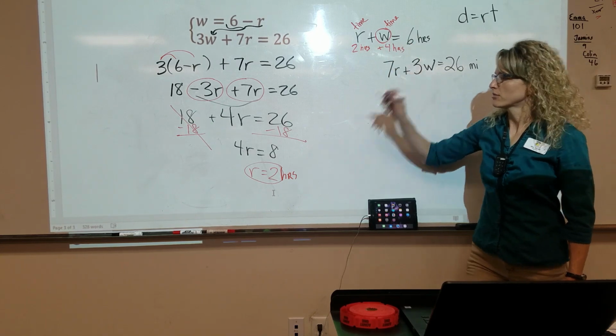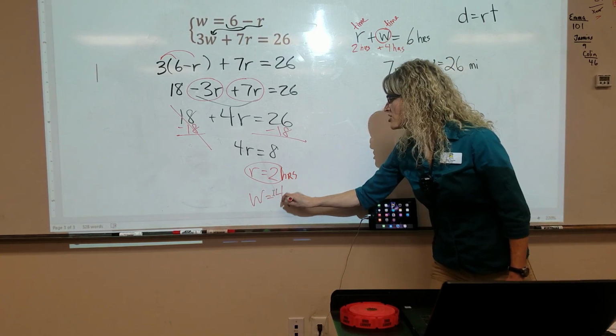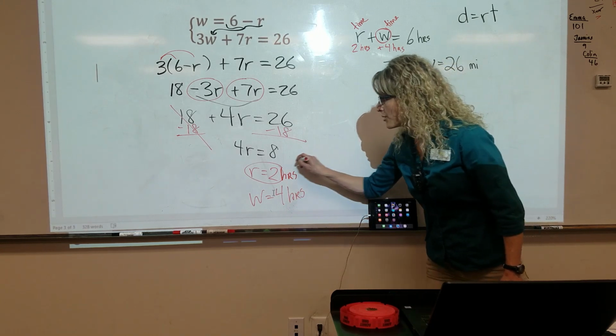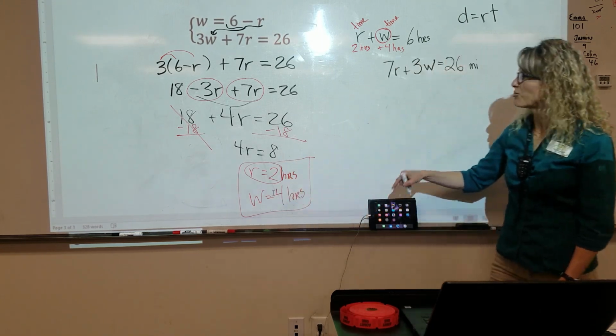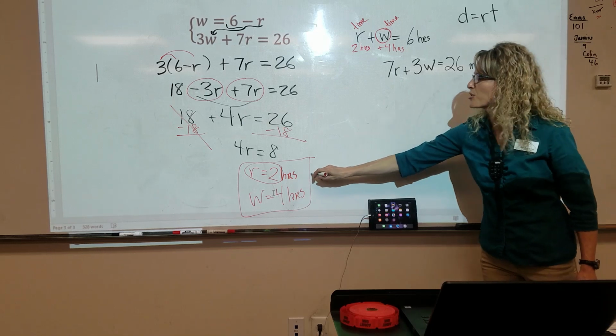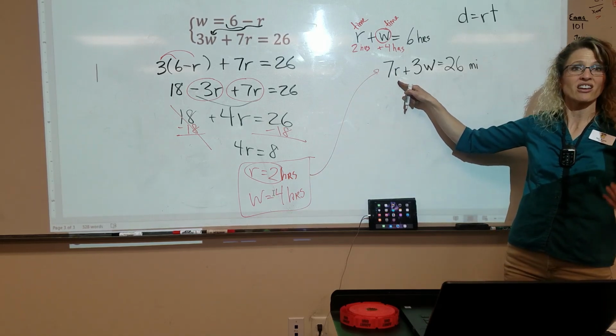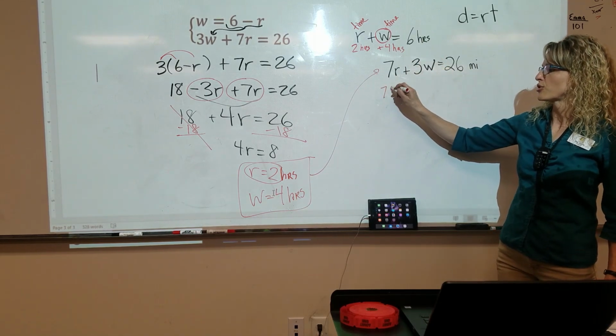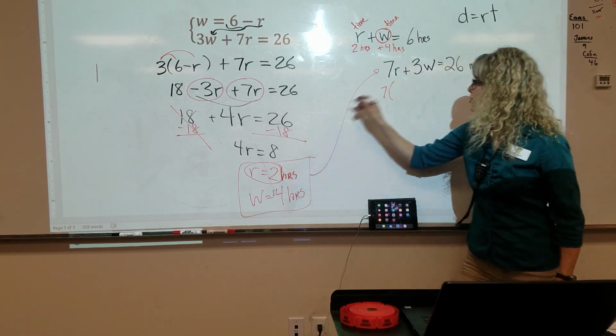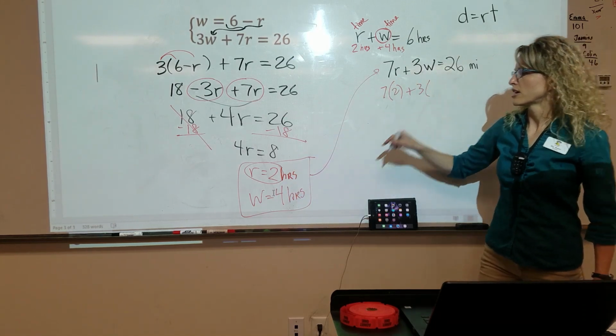So I know my 2 solutions, hours, I would box those and I would make sure to get both answers. But I haven't checked this equation. Do these work in this equation? Because the answer has to work in both equations. So you're going to substitute them both in. R equals 2. W equals 4.